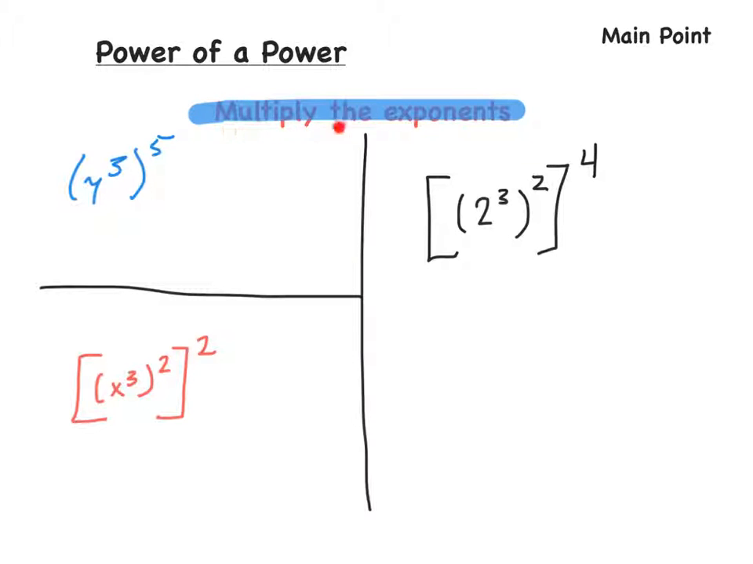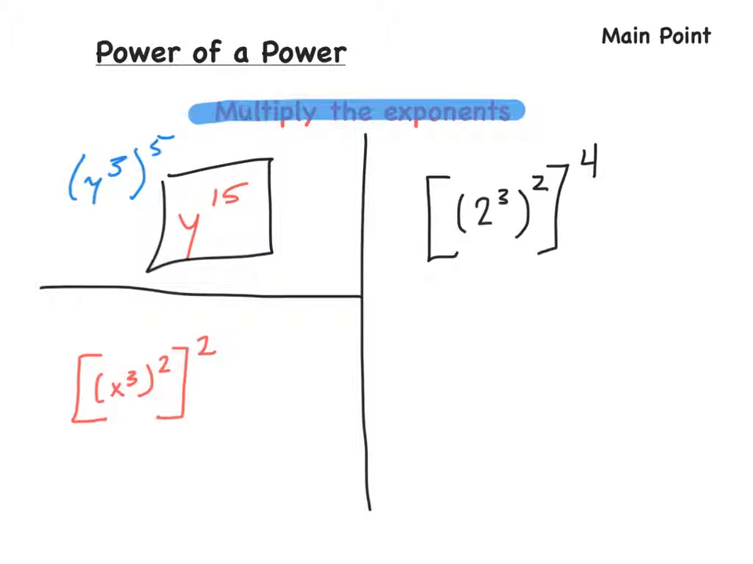So now we're multiplying the exponents since we have the power of a power. All we have to do is multiply 3 times 5. 3 times 5 is 15, so y is equal to y to the 15th. That is the final answer because we multiplied 3 times 5.